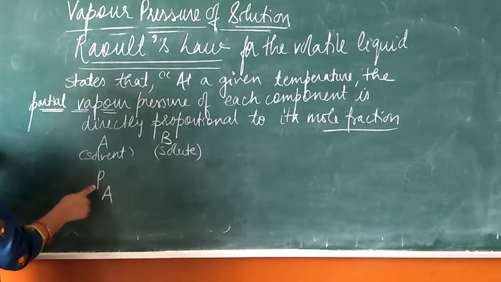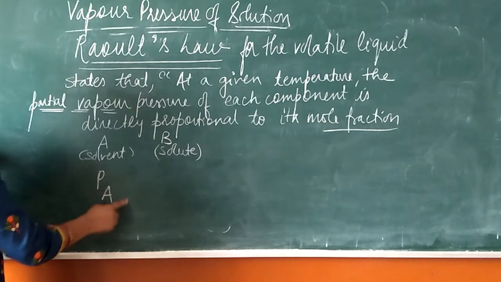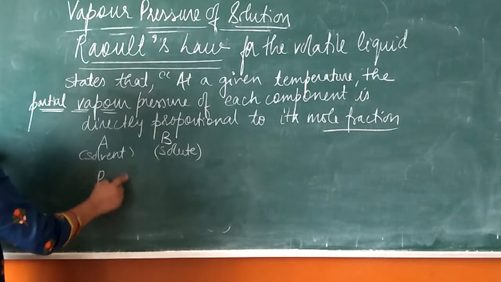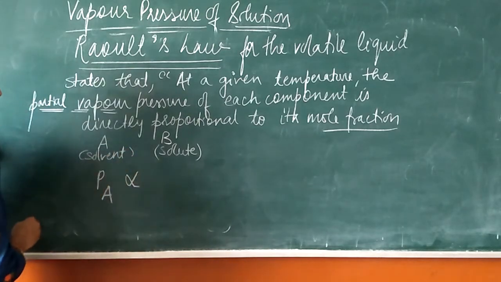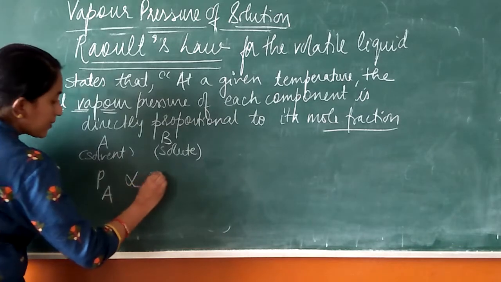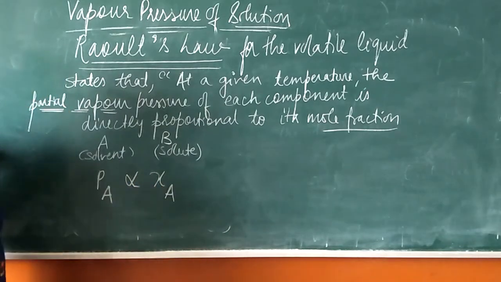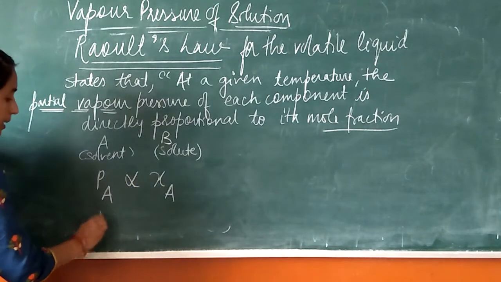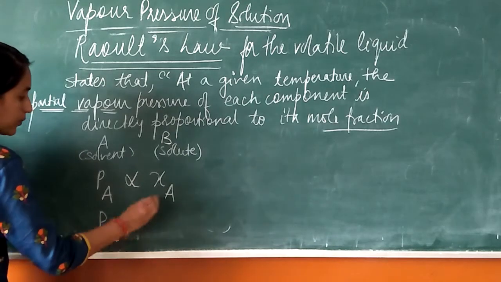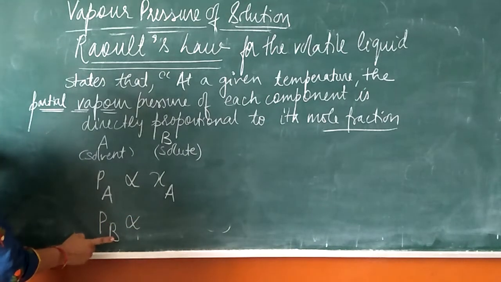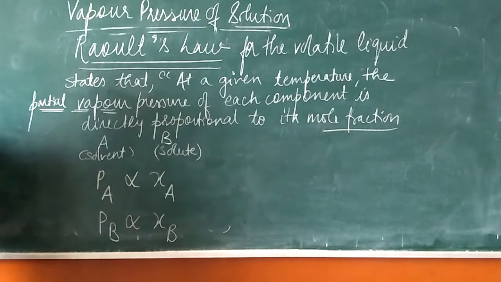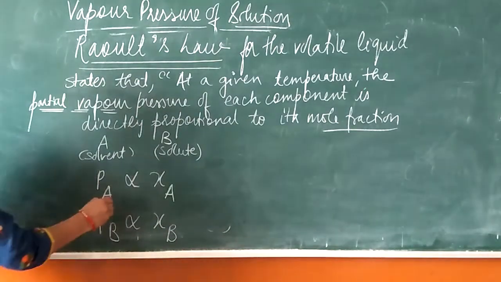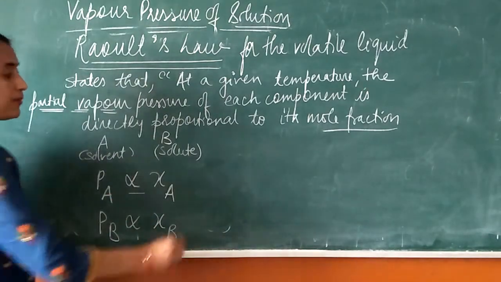So here, students, PA is the partial vapor pressure, or the partial pressure, of component A, that is the solvent. In accordance with Raoult's law, it is directly proportional to the mole fraction of A. Similarly, PB, that is the partial pressure of B, or the partial pressure of the solute, will be directly proportional to the mole fraction of B. Right? Now since this is a proportionality sign, we have to remove it.